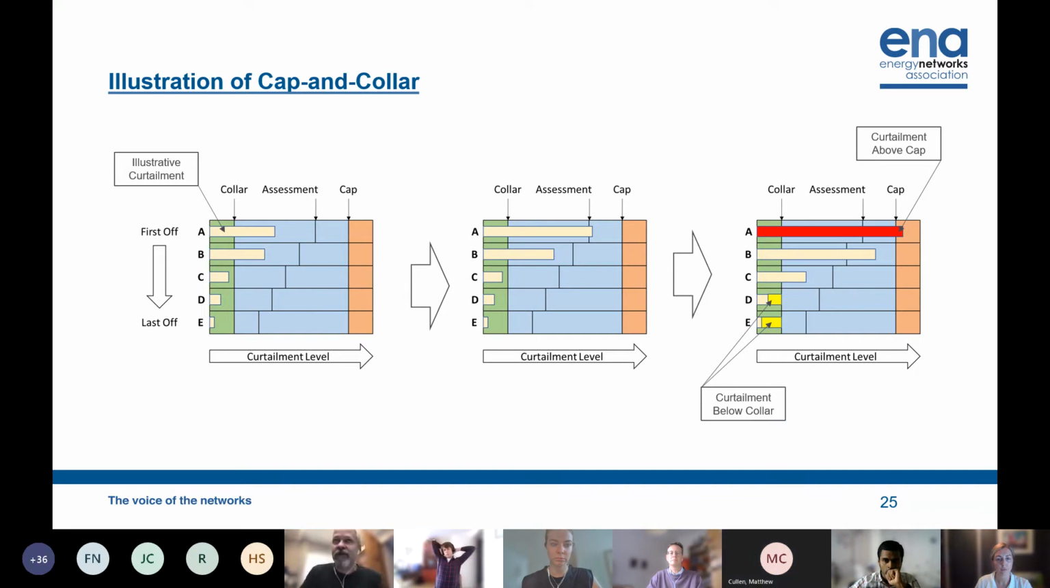Yeah. So the collar, if you like, represents underused curtailment. So some customers have barely been curtailed, but they have signed up to flexible connection contracts where they should really expect some level of curtailment.